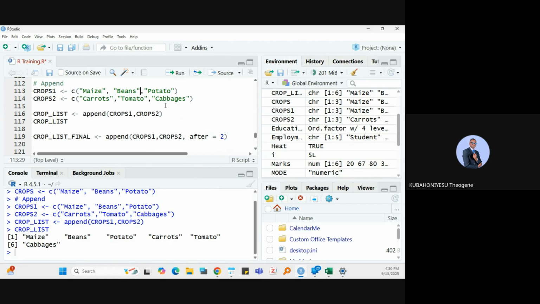Listen. You see the crops list one? You see the second? When I do append without specifying the after, the position, it will write the first list followed by the second list. You understand? But in this case, I want to have crops one and crops two appended together, but crops two will start from the second position of crops one. Which means it will be maize, beans, followed by crops two, and the end will be potato.